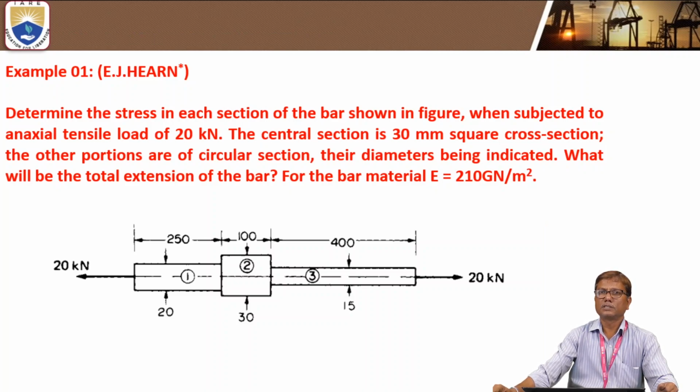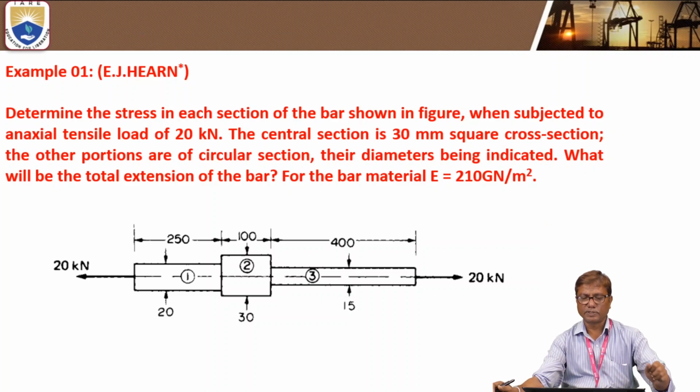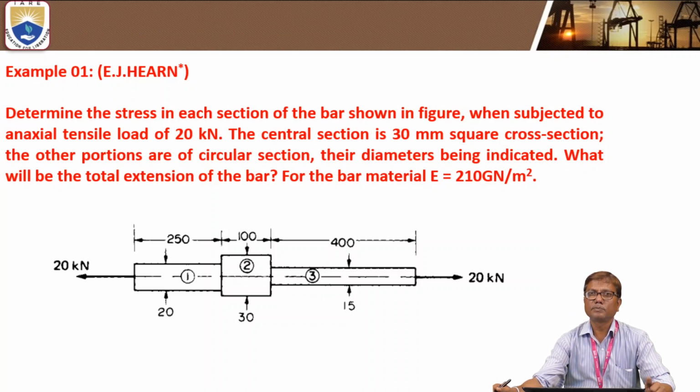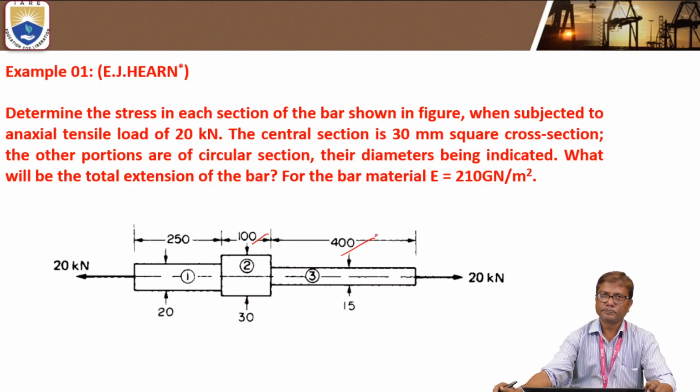So the given bar consists of three portions, the end portions being circular in cross section and of diameters 20 mm and 15 mm, and the central portion is of square cross section of size 30 mm sides. So the lengths are given as 250 millimeters for part 1, 100 mm for part 2, and 400 mm for part 3.